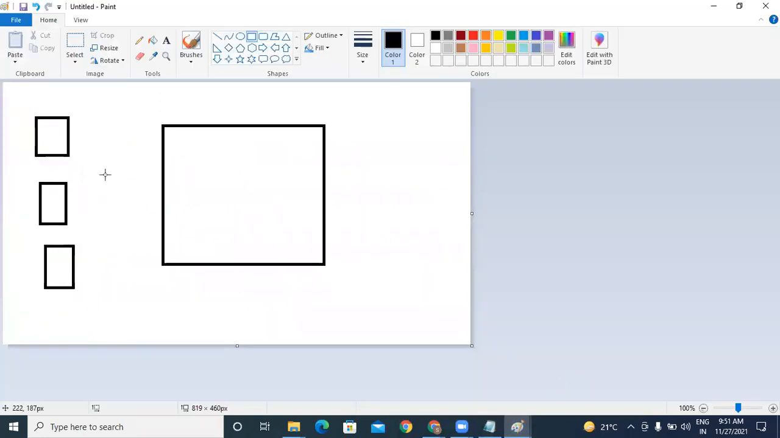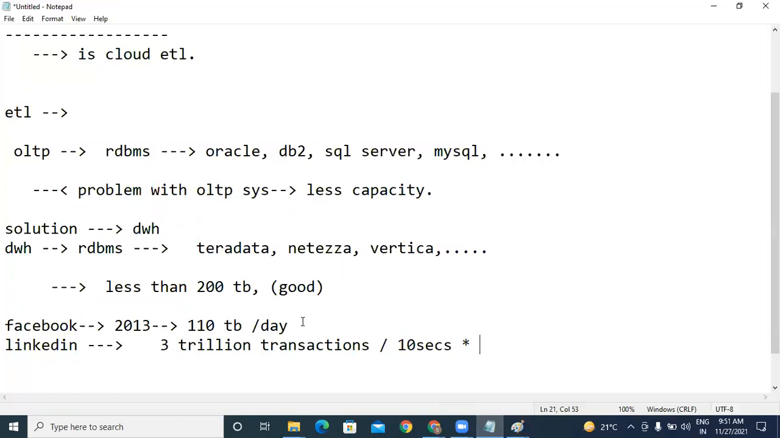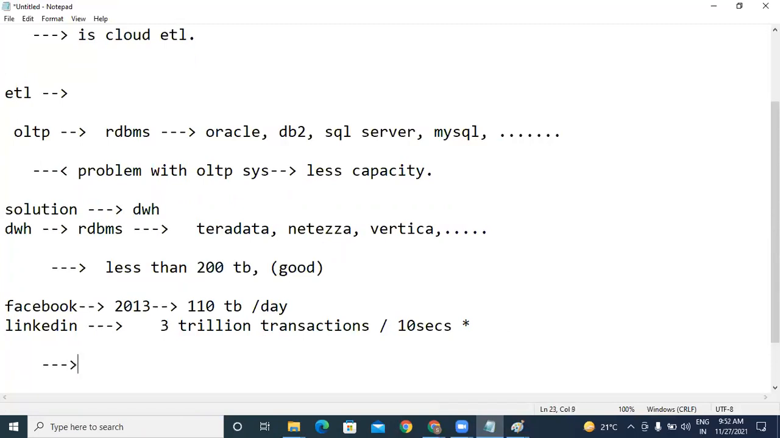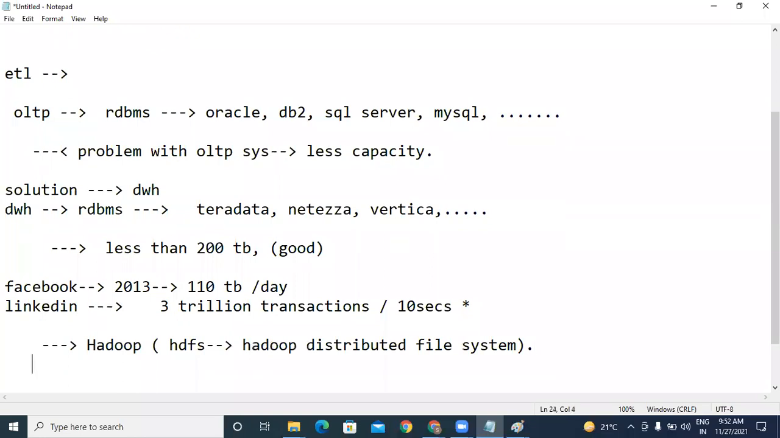Now you understand OLTP systems and warehouse systems, but these regular warehouse systems like Teradata, Netezza, Vertica are good up to what? 200 terabytes. If data volume has already crossed 200 terabytes, then they go for special systems like Hadoop. In Hadoop, there is a special file system called HDFS. Anyone knows what the full form of HDFS is? Hadoop Distributed File System. Around 2011, it came into the market with a new feature called unlimited data storage.